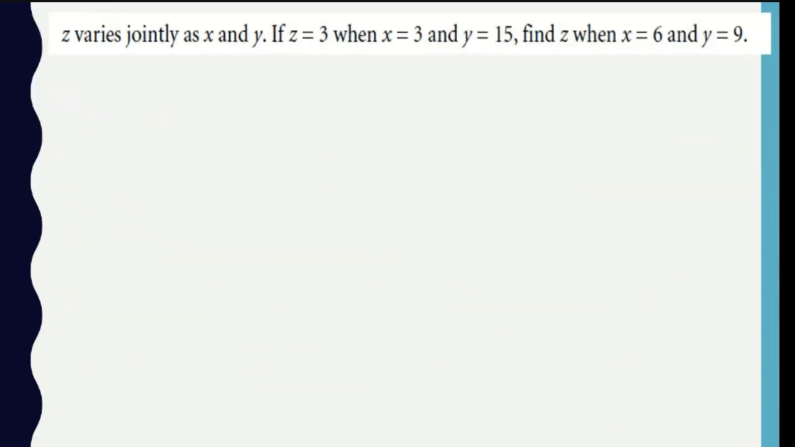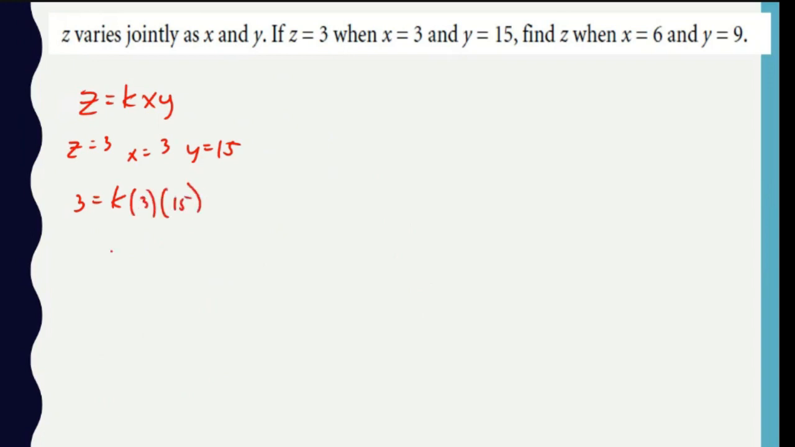z varies jointly as x and y. If z is 3 when x is 3 and y is 15, find z when x is 6 and y is 9. Okay, so again, you will have the tentative working equation. So z is equal to kxy. Using the initial values of x, y, and z, z is 3, x is 3, y is 15, I will substitute to solve for k. 3 is equal to k times 3 times 15. So, multiplying, 3 is equal to k times 45. Dividing both sides by 45, you will have k is equal to 1 over 15.